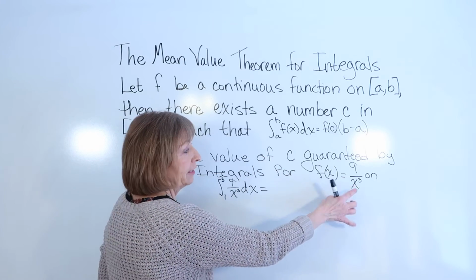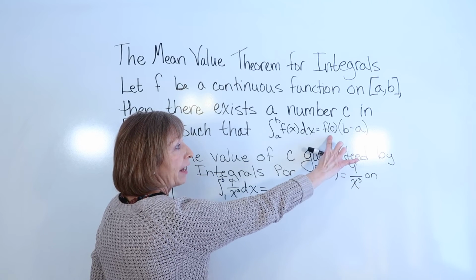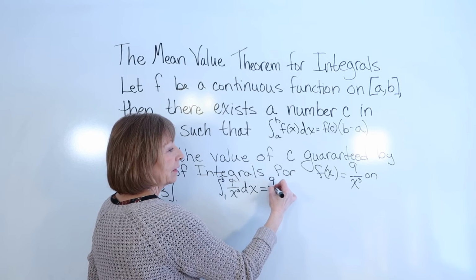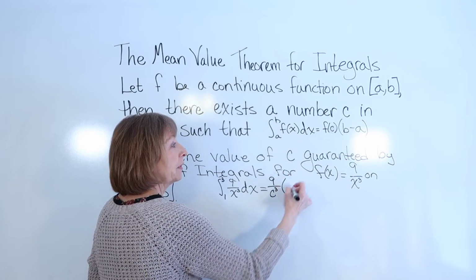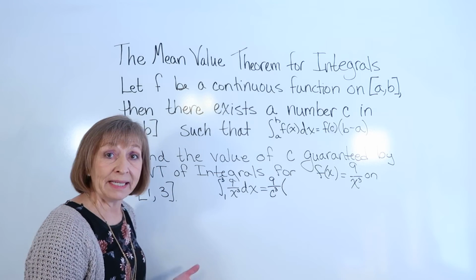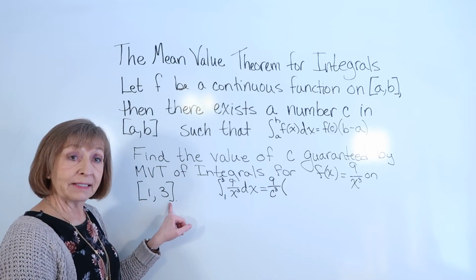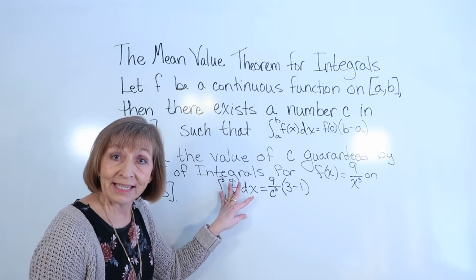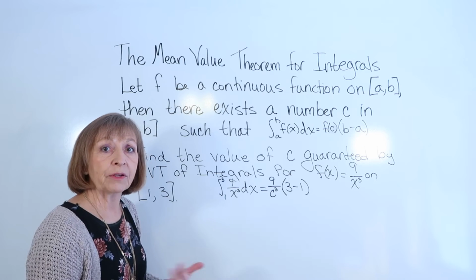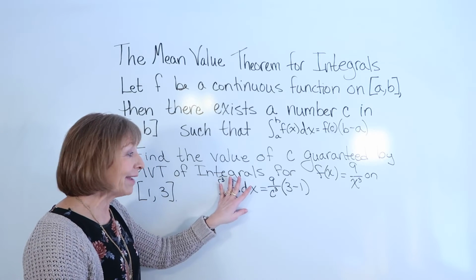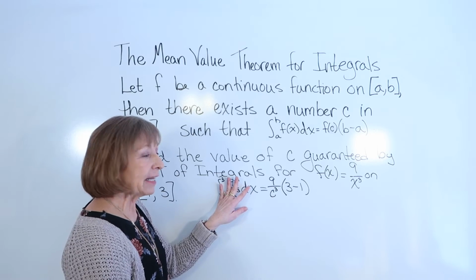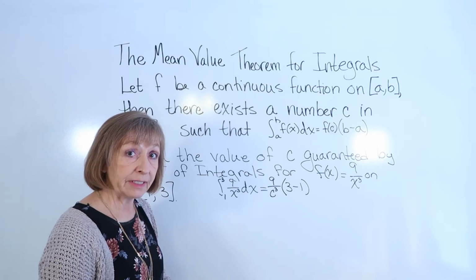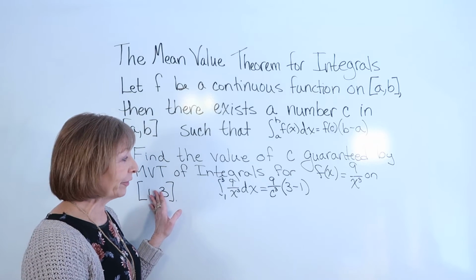So here's my function, here's my x's. I'm going to write for f of c 9 over c cubed, and then that's multiplied by b minus a, but I know a is 1, b is 3, so this is 3 minus 1. Now this left-hand side is a number. It's really important that you remember your definite integrals are numbers. So I have to figure out what that number is, and once I find out what that number is and simplify this equation, I'll find the values of c and only report the ones that are in the interval.